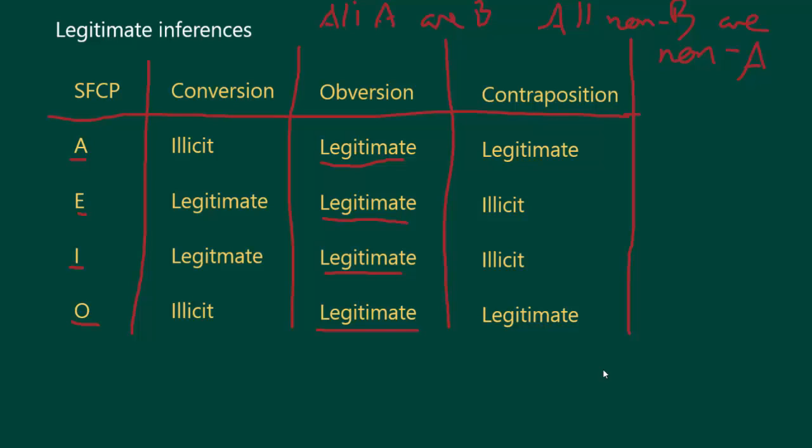But for our E and I propositions, that would be illicit. It would give us invalid arguments because those propositions are not logically equivalent. But they would be logically equivalent if it's an O proposition.